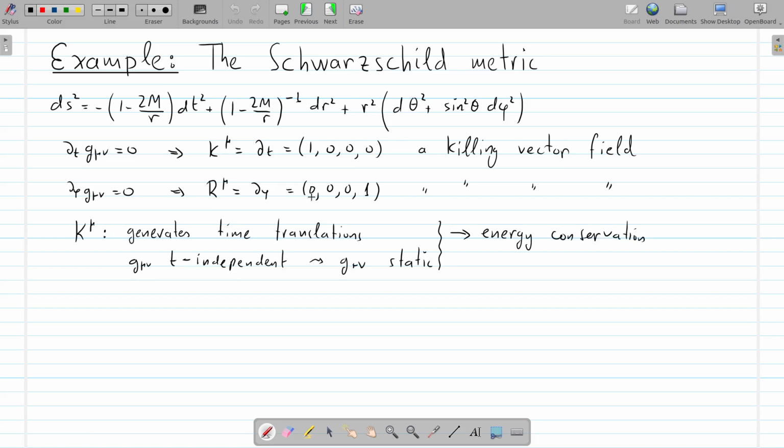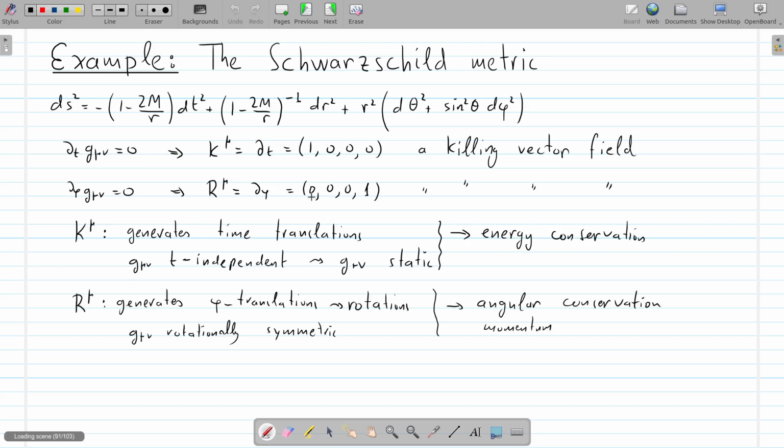K, being a time-like Killing vector field, generates time translations, which are isometries, and we have seen that this leads to energy conservation. R is a space-like Killing vector field, generates phi translations, which correspond to rotations in the asymptotically flat space-time coordinate translations. So the conserved quantity will be an angular momentum.